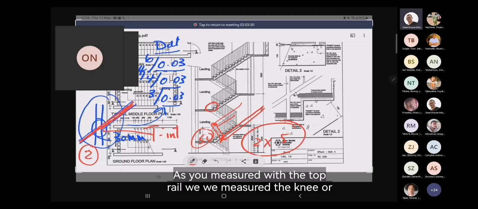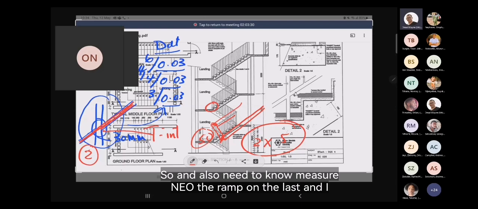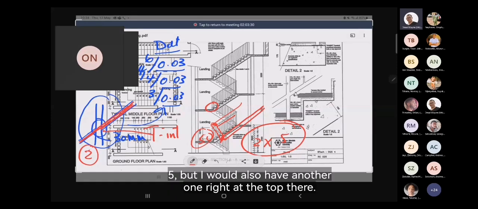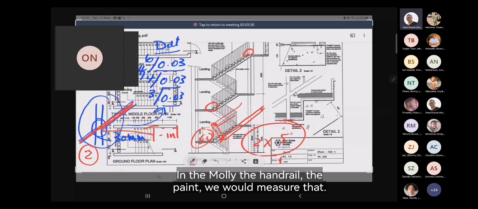And as we measured with the top rail, where we measured the knee or the ramp, I also need to now measure the knee or the ramp on the last, and each section here would have that 2 by 5, but I would also have another one right at the top there. And the Marley, the handrail, the paint, we would measure that next time we go out into industry.